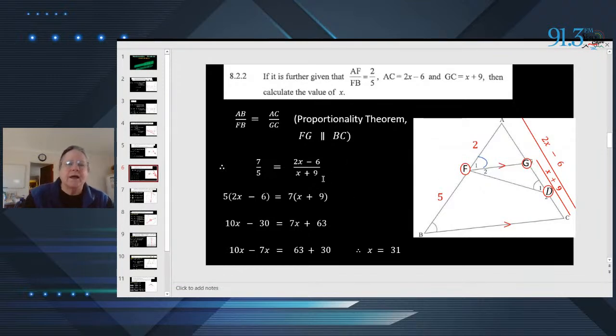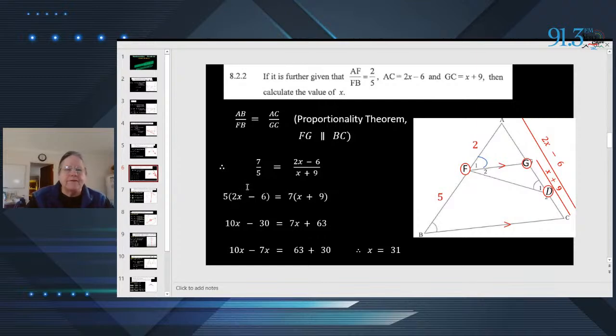Now we have a little equation. We cross multiply because there's an equal sign there. That's the only time you do cross multiplication, if there's an equal sign. So we do 5 times 2x minus 6. And on the right-hand side, we do 7 times x plus 9. So basically, we are getting rid of the fraction at the top. You also could have done it by using an LCD. You will get the same answer.